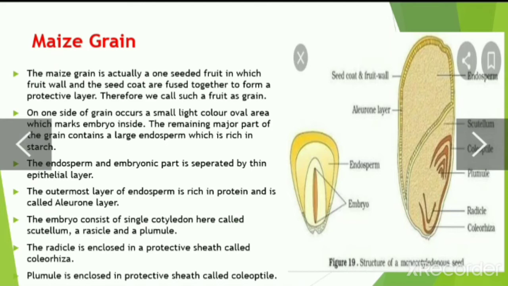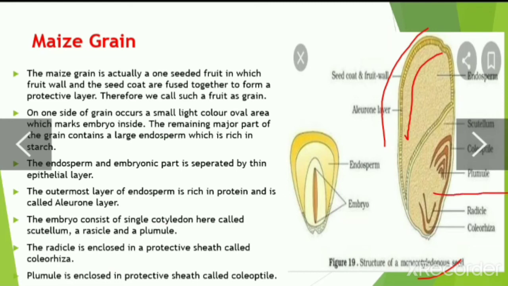Students, see, the maize grain is actually a one-seeded fruit in which the fruit wall and seed coat fuse together to form a protective layer. Therefore, we call such a fruit a grain. This is the diagram of the maize grain. Okay, on one side of the grain occurs a small light colored oval area which marks the embryo. This is the embryonic region.